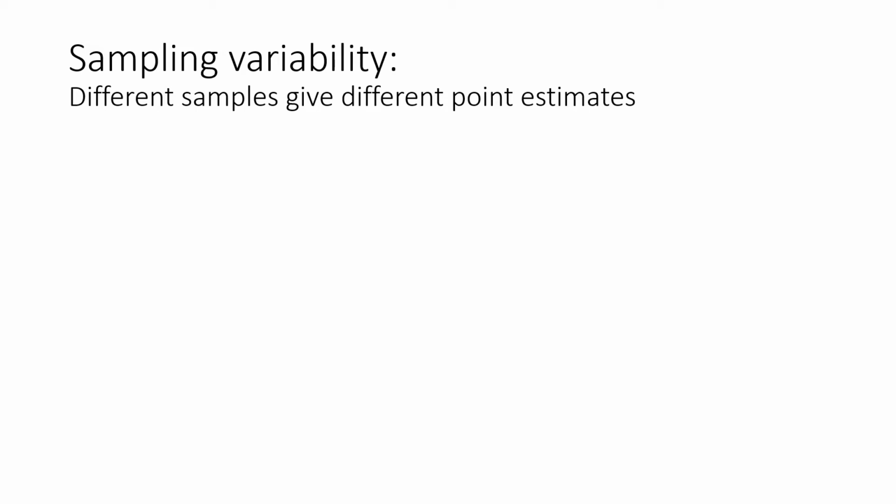Sampling variability refers to the fact that if I take different random samples from the same population, because I'm capturing different members of the population, I'm going to have different values for my point estimate.